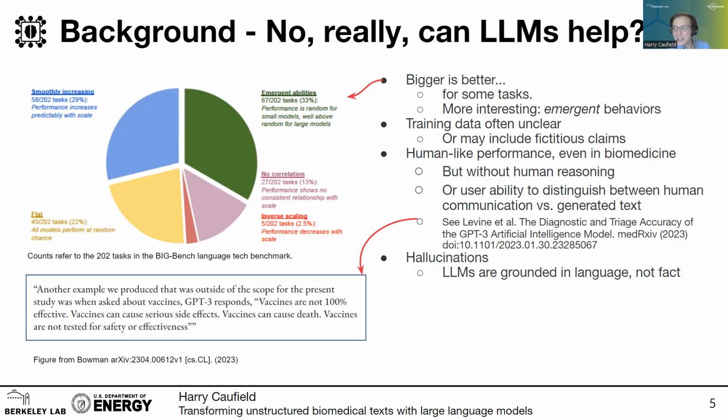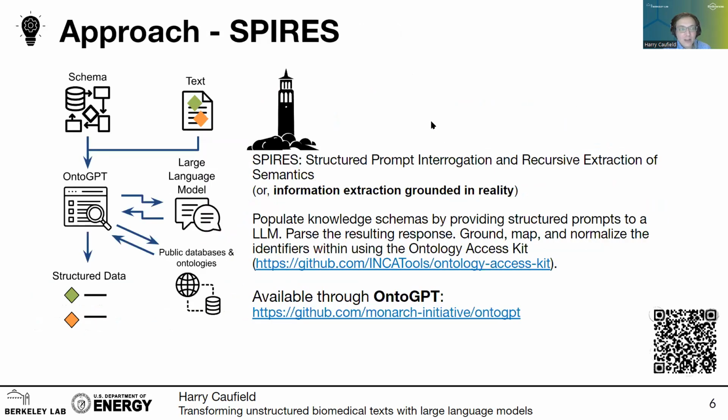So this leads to this other complication of hallucinations, where we need to remember that large language models are grounded in language, not fact. They are perfectly capable of inventing things that are patently false and trying to convince you that they, in fact, are true. So to counter some of these issues, we developed this method called SPIRES, or Structured Prompt Interrogation and Recursive Extraction of Semantics. In short, that's information extraction that's grounded in reality.